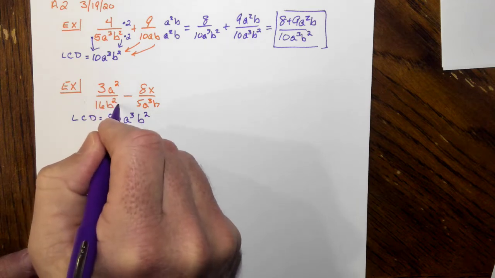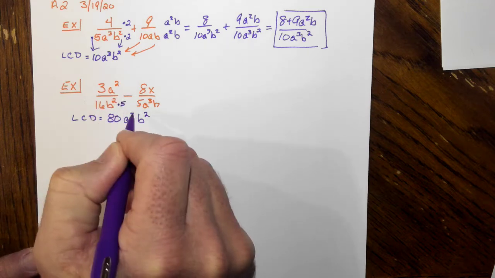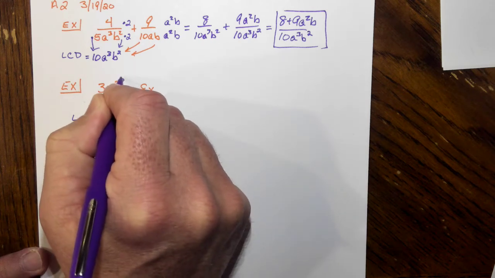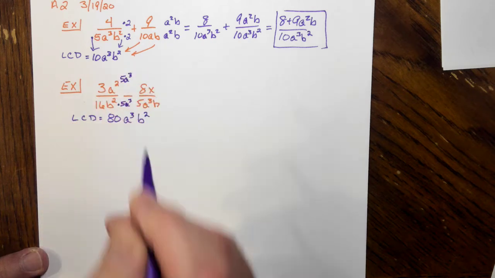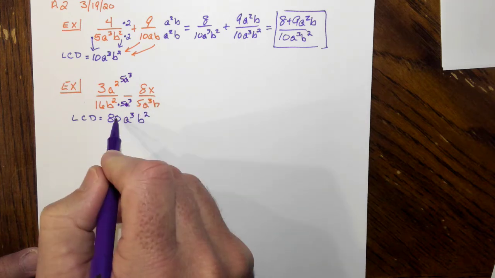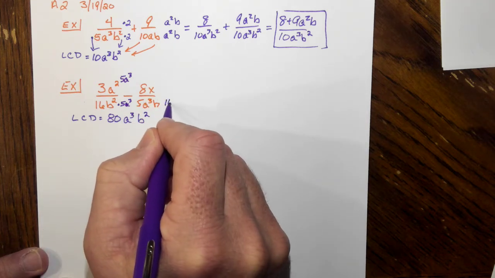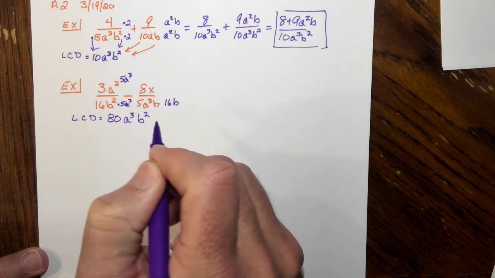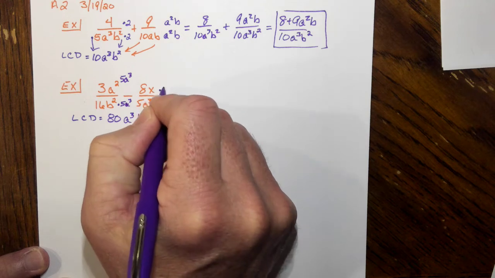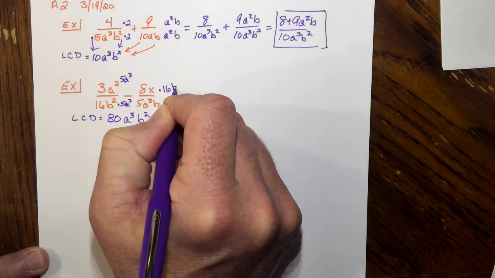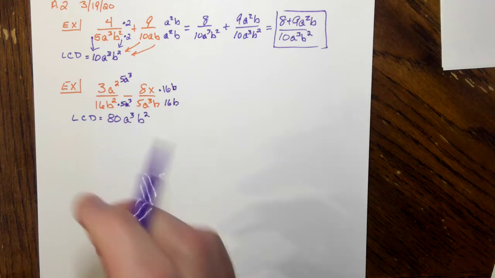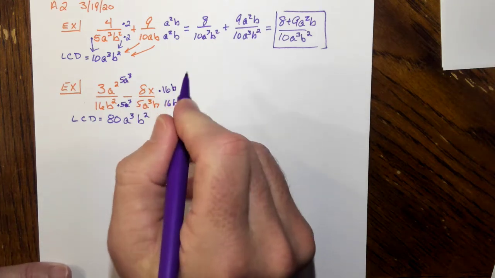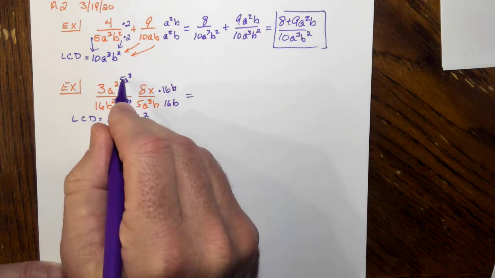So what do I got to do here? I got to multiply by 5. B squared's covered, but a cubed. And I got to multiply this. Once you do the bottom, we got to do the top. How do we get from here to here? Well, it looks like a 16. A cubed is covered, but we got to get up to a b squared. So we're going to multiply by 16b. And again, once you do the bottom, you do the top. Yes, that is not a typo. That is supposed to be an x before you think different.